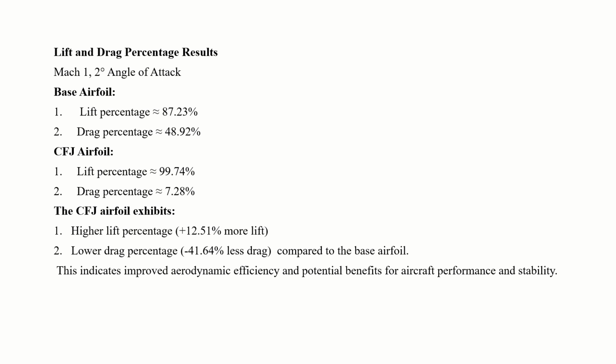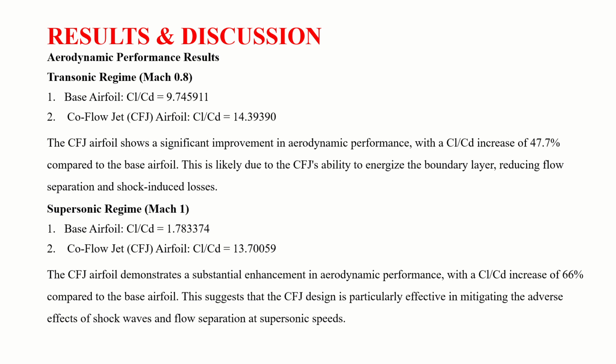The final results concluded the lift and drag percentage results at Mach 1, 2 degrees angle of attack. At Mach 1 there is a subsonic condition where the shock wave forms and turbulent flow is created at 0 angle of attack in a symmetrical airfoil. But at Mach 1, 2 degrees angle of attack, the baseline airfoil gives a lift percentage of 87.23%, whereas the CFJ at Mach 1, 2 degrees angle of attack gives a lift percentage of 99.74 and drag of 7.28. So the CFJ airfoil exhibits higher lift percentage as well as lower drag percentage compared to the base airfoil.